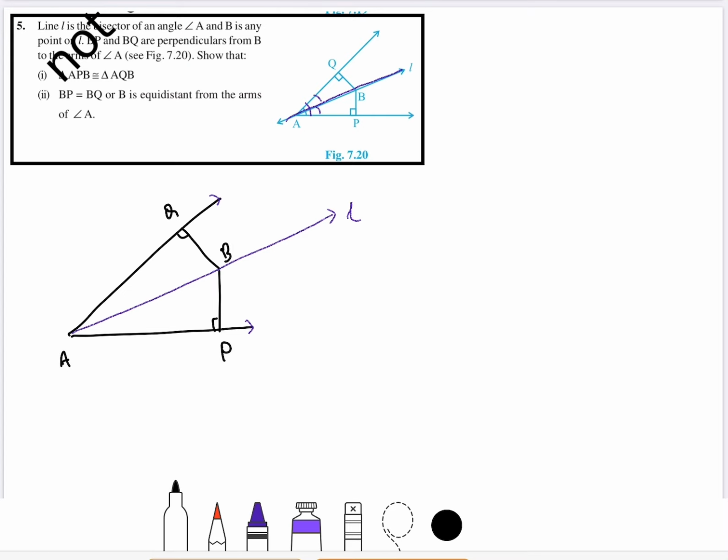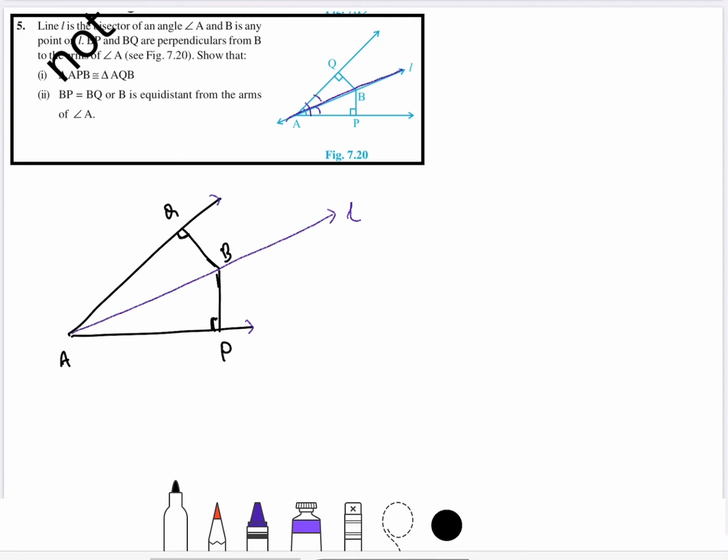And B is any point on L. BP and BQ are perpendiculars, as we have drawn here, from B to the arms of angle A. Show that.